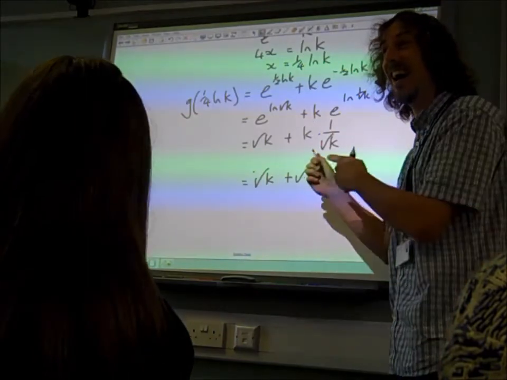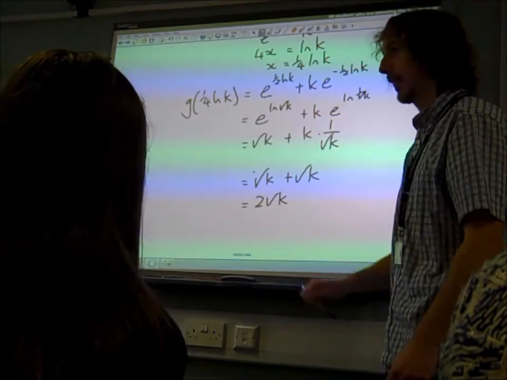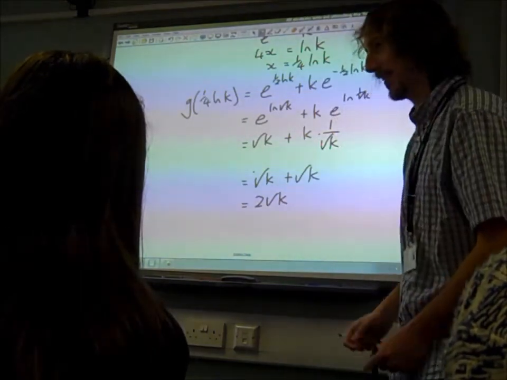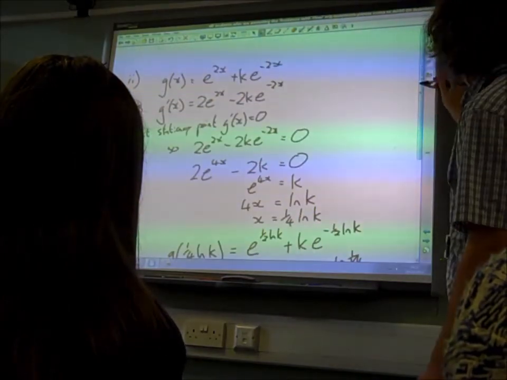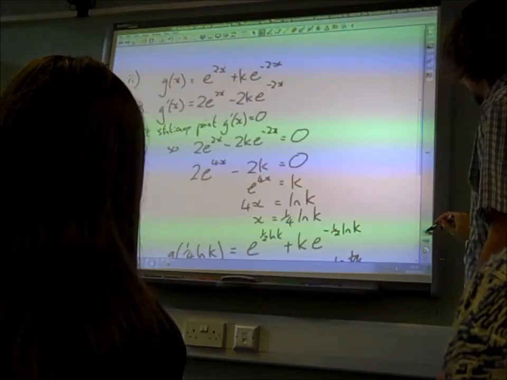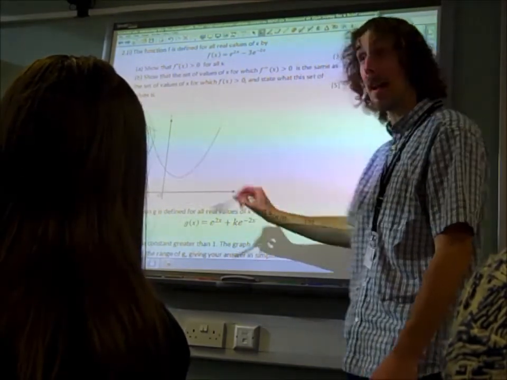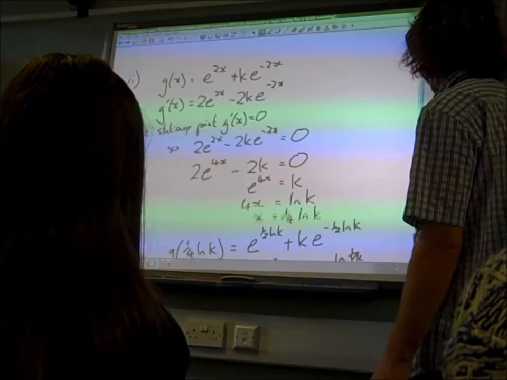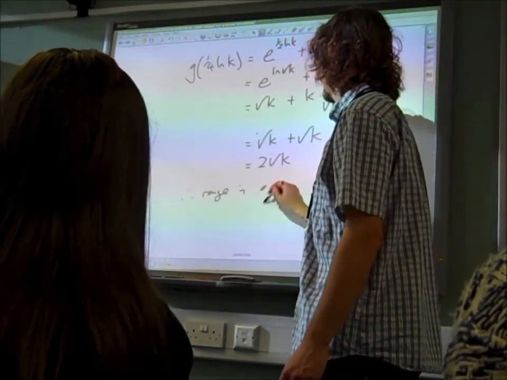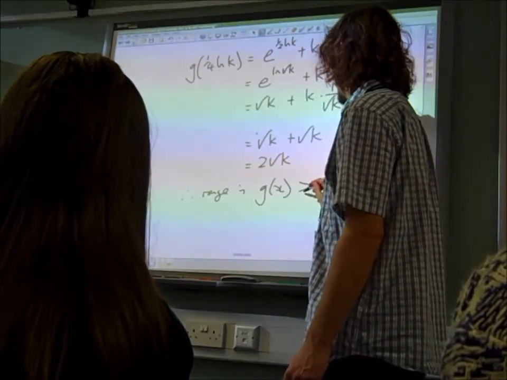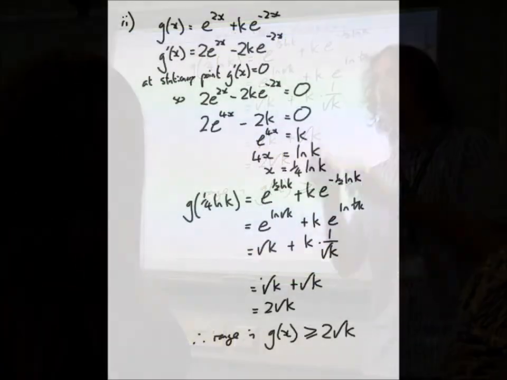So that's 2 root k. That was a good one. Right, so that is our minimum value. What we just established is the y value of that point there. So the range, finally we have an answer. The range is g of x greater than or equal to 2 root k.